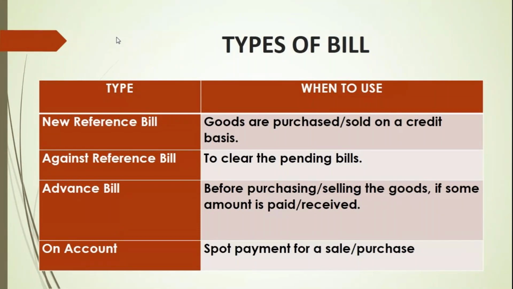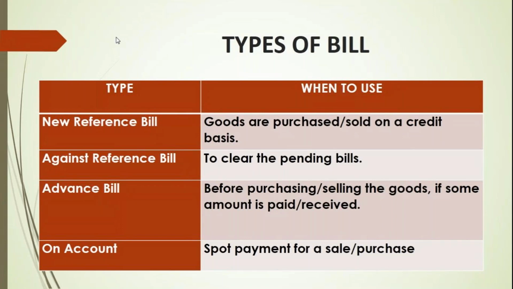I am going to make the payment immediately to him. So, what do I do? I immediately transfer the amount to him and settle the bill. That time I would go for on account spot payment, and to record the same, I use the voucher to close the transaction.